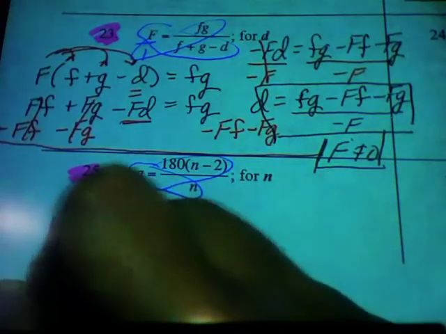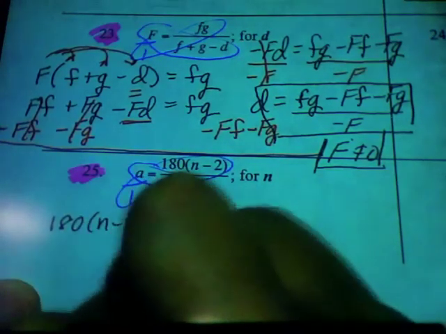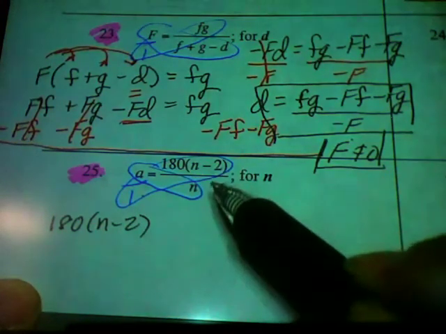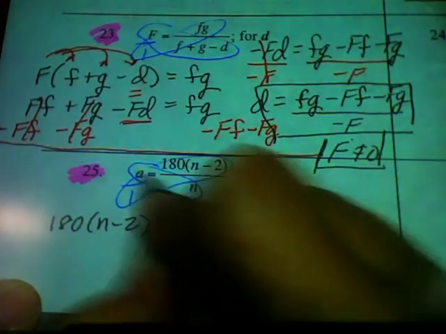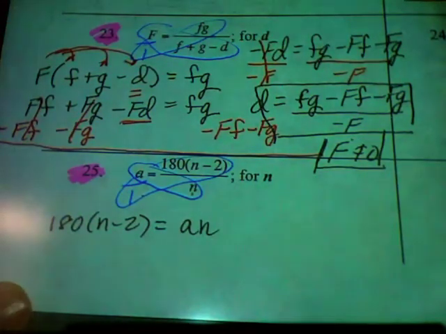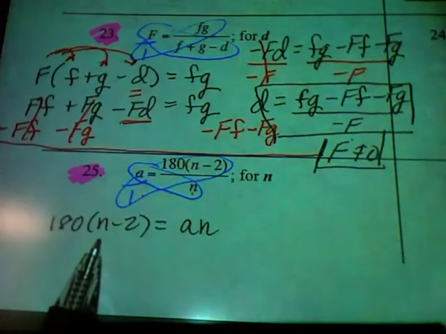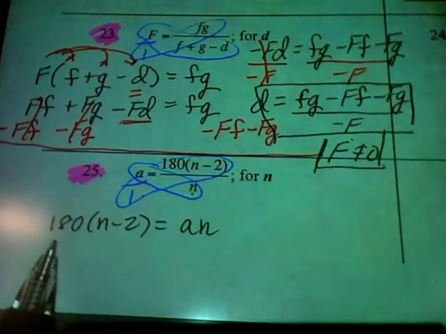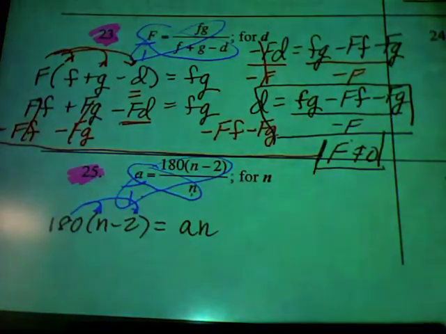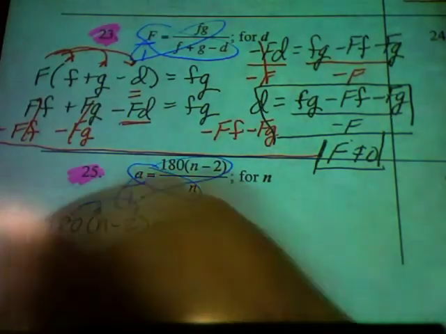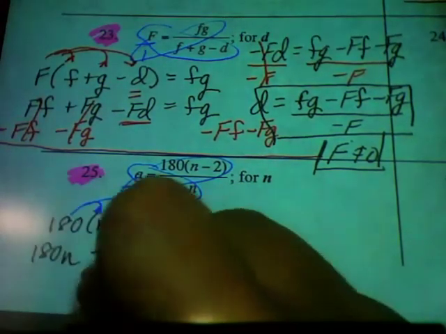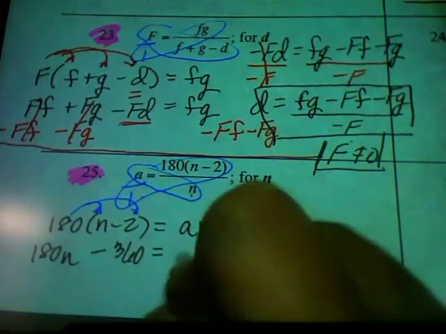I'm going to have 180 times N minus 2, because that's 1 times 180 times N minus 2, equals A times N. So AN. So here's the deal. You've got two N's. This N here is in jail also, isn't it? It's in prison. So do I have a fraction out in front? No. Because it's a no, I'm going to distribute the 180 into the parentheses. So I get 180N minus 360 equals AN.